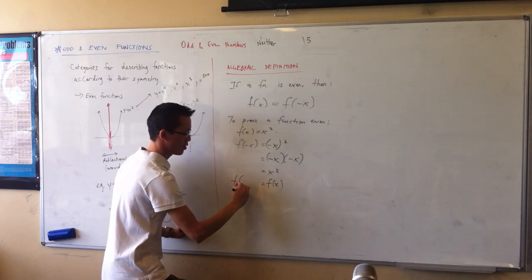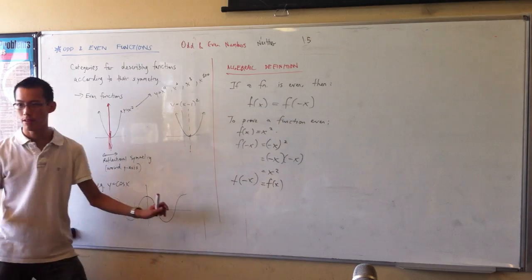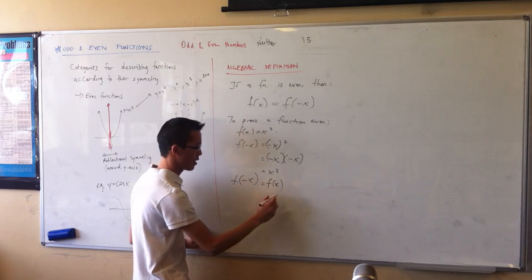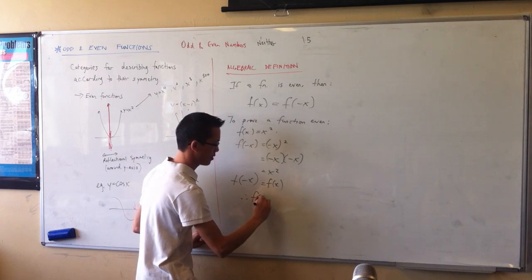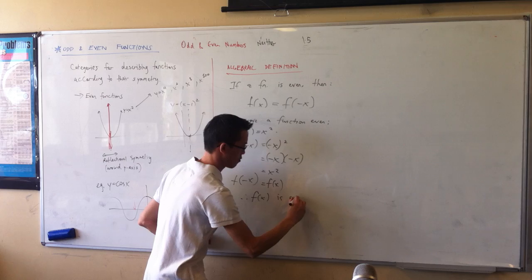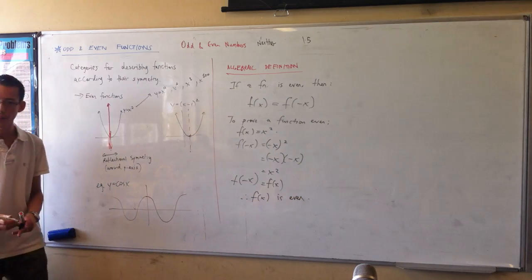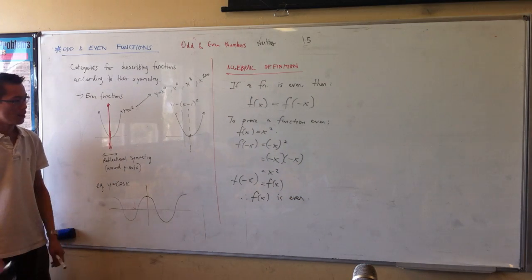That's equal to f of x. So you can see, there, I'm done. Therefore, f of x is even. Done. That's what you'll be doing on that sheet.